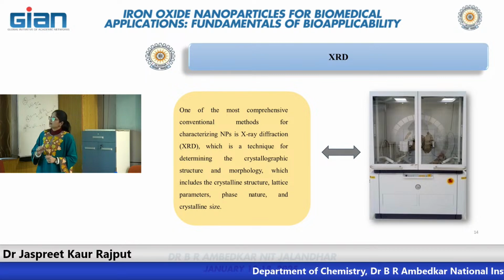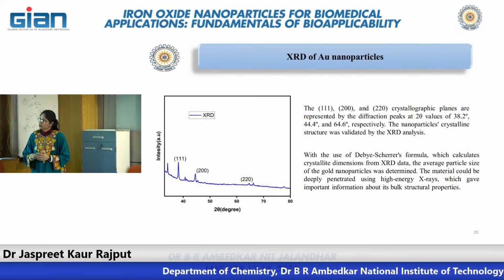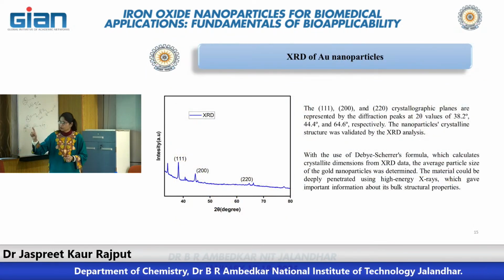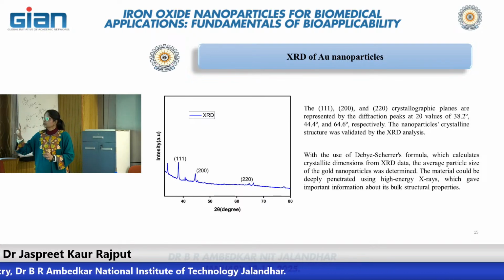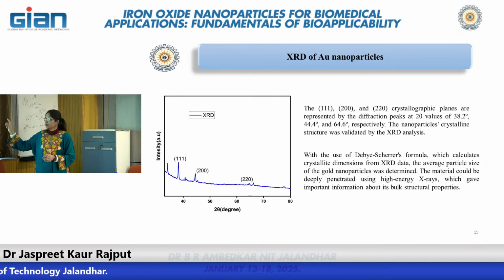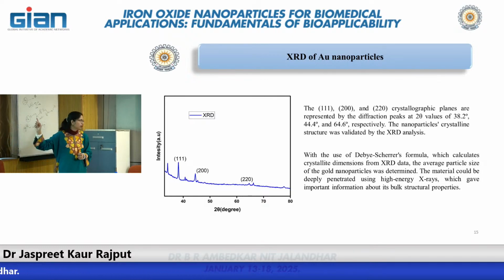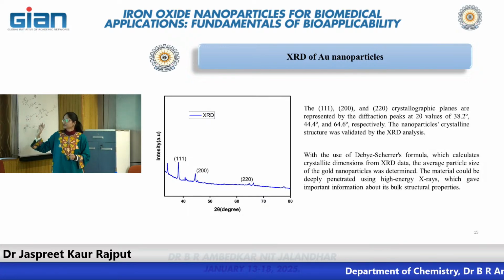So this is the XRD of the gold nanoparticle. You can see we have different planes, 111, 200, 220. So this is already reported, and these planes are at different angles. Diffraction peaks are at different diffraction angles. The different angles are there, 38, 44 and 64.